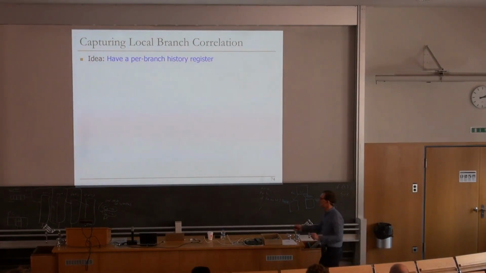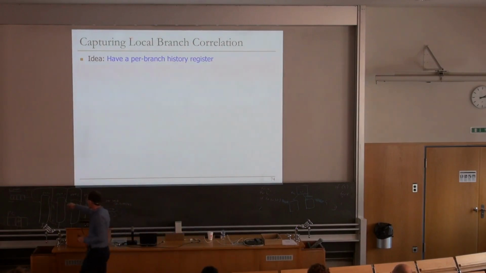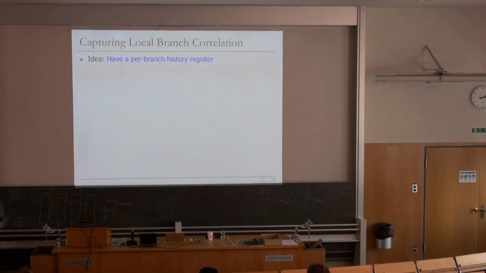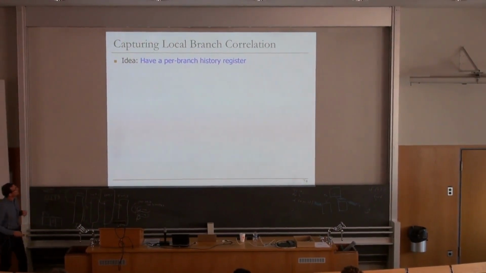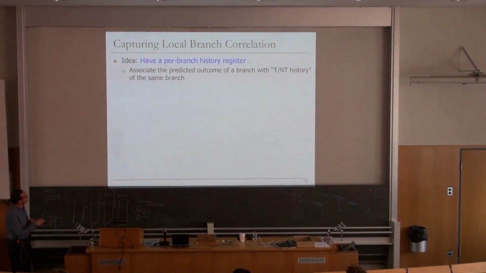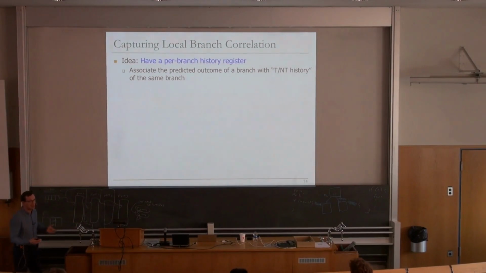As opposed to having a single register that looks like this, that's global, that's shared across all branches, well, why don't you have a per branch register? For each branch, you have a 4-bit history. Associate the predicted outcome of a branch with the taken, not taken history of the same branch. Local correlation.